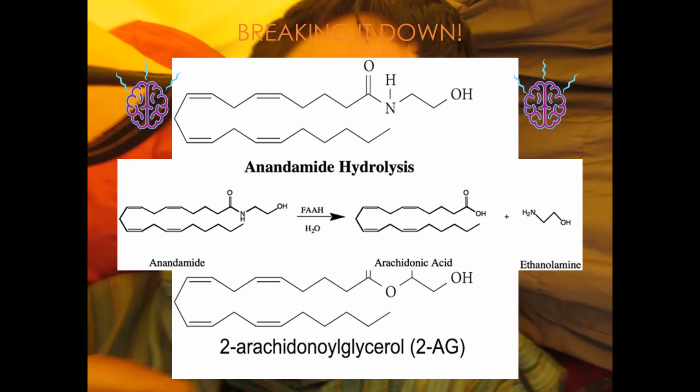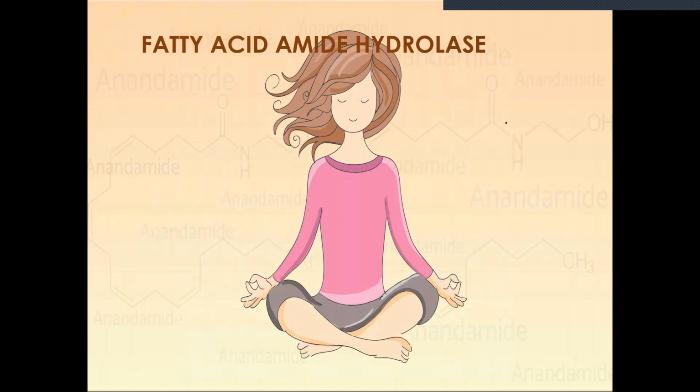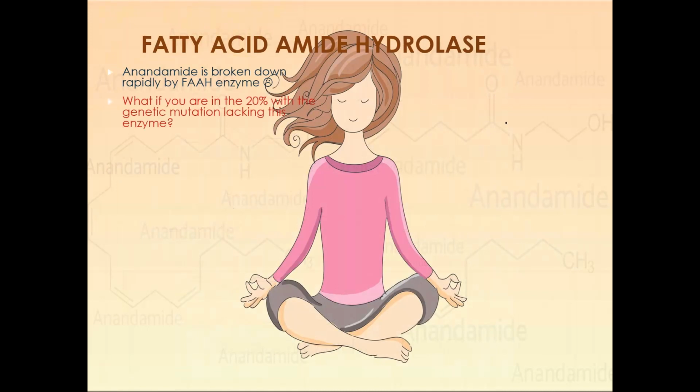And then FAAH is fatty acid amide hydrolase. And it's going to cut it into essential fatty acid and this guy, ethanolamine. Oh, that enzyme. Oh boy. So fatty acid amide hydrolase. It's quite a mouthful. So FAAH. So it's broken down by FAAH really fast. Remember the enzyme, the shark? This is the thing that's really cool.